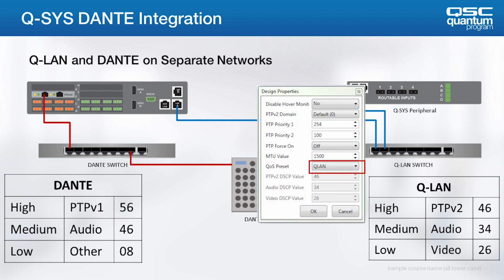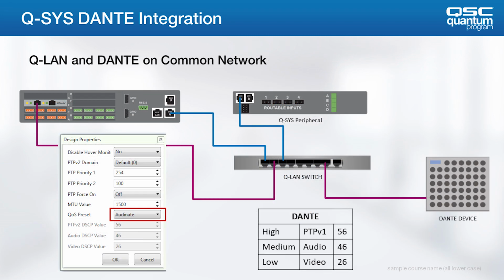If we look at the Q-SYS design properties under the File menu in Q-SYS Designer, we see that Q-SYS has QoS presets that can remap these DSCP values. In this case, we'd use the default QLAN values. This leads us to the next use case.